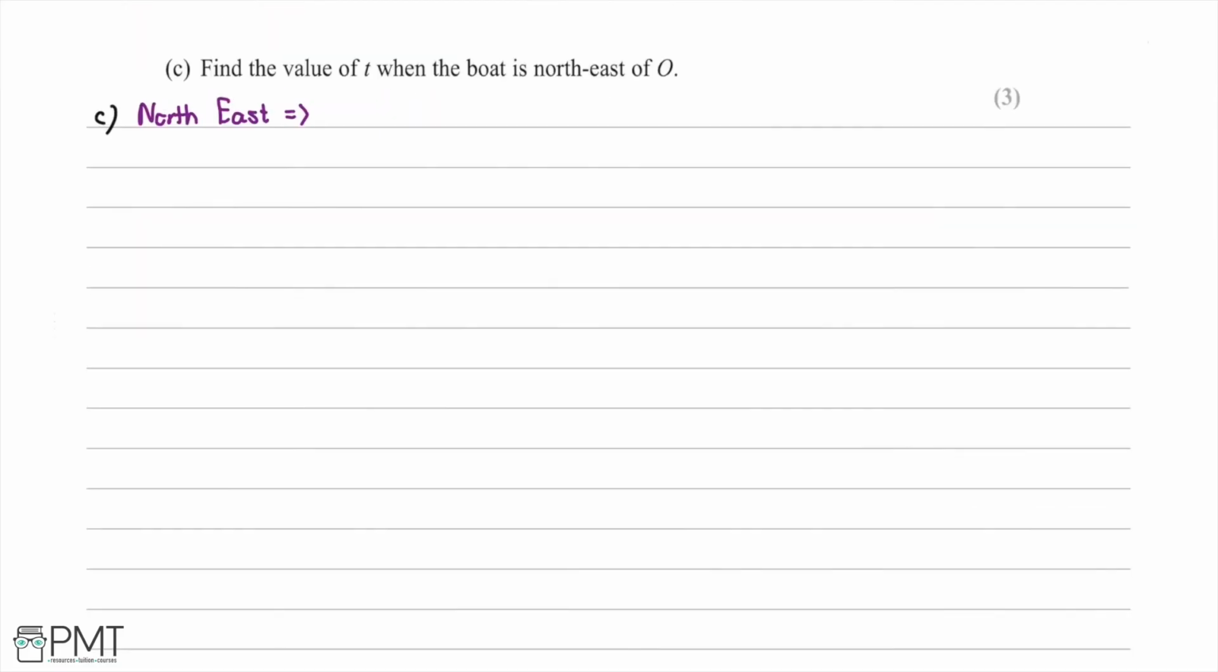So here in part C of the question, we're told to find the value of t when the boat is northeast of O. So we know when the boat is northeast of O, the vectors i and j will be equal in magnitude in the expression for the displacement r.